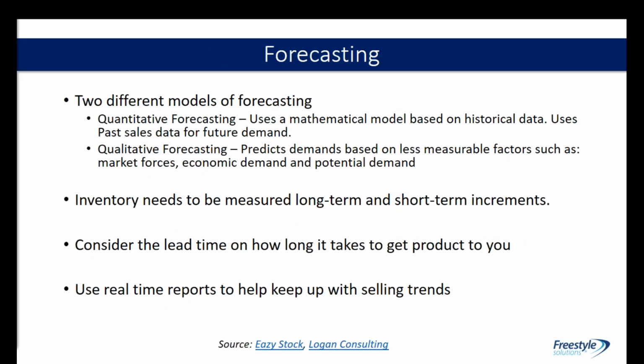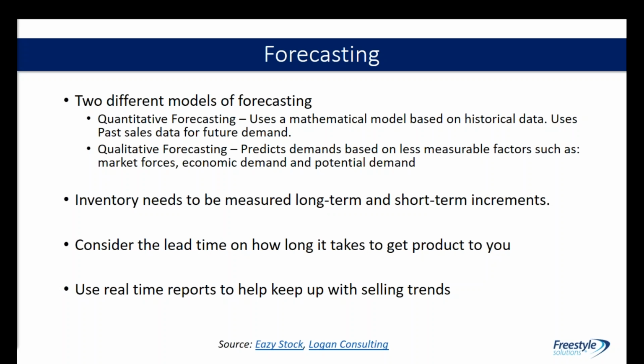With forecasting, obviously it's a big thing, and there are two different models of forecasting: quantitative and qualitative forecasting. Quantitative uses a mathematical model based on historical data. What that means is it uses your order history and your purchasing history, looks at all that information, and makes a scientific, really just a good guess, based on your past sales, that says you need to order this many.